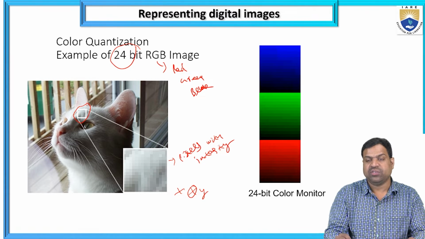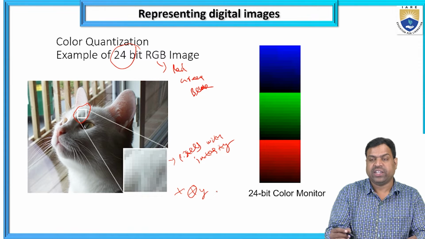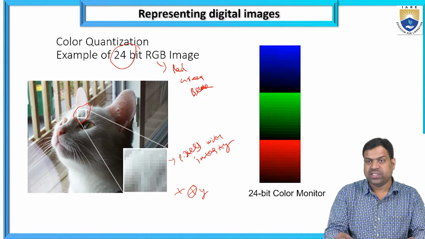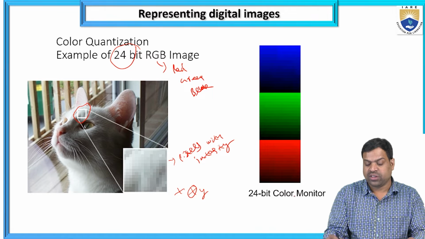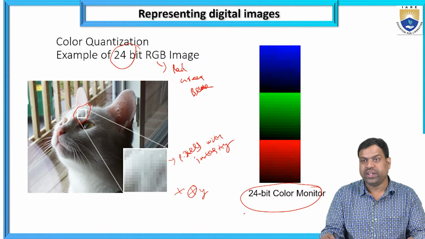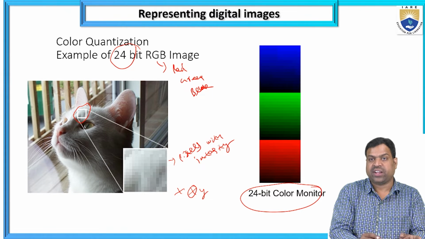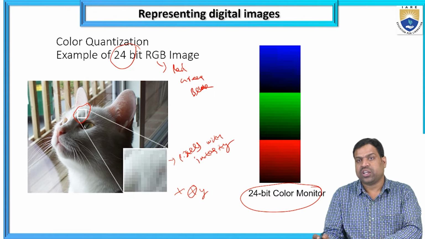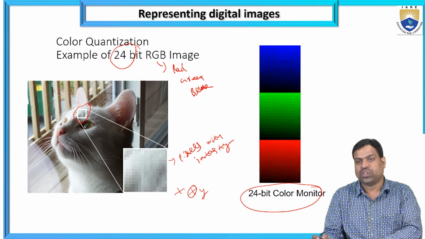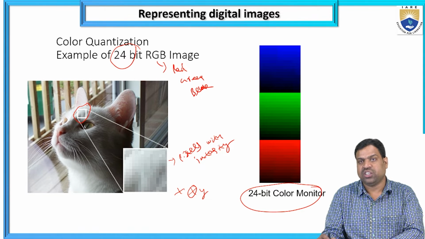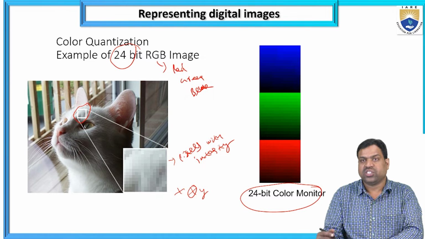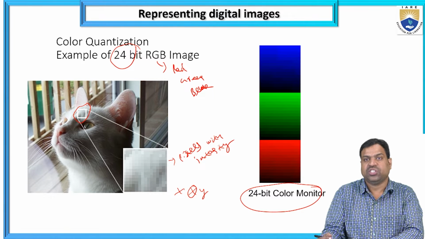What are the intensity values? There are some intensity values. I am converting this to a color monitor, a 24-bit color monitor. Is it possible? Yes, it is possible. This white color representation I am converting to a color image, in the form of an RGB color image, in the monitor. Is it possible? Yes, it is possible in the representation of digital images.